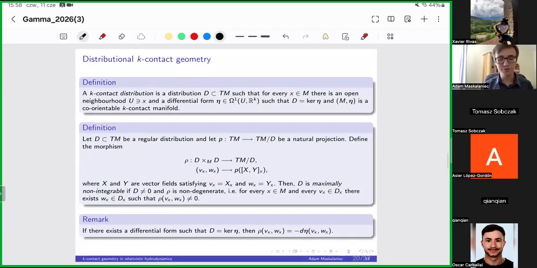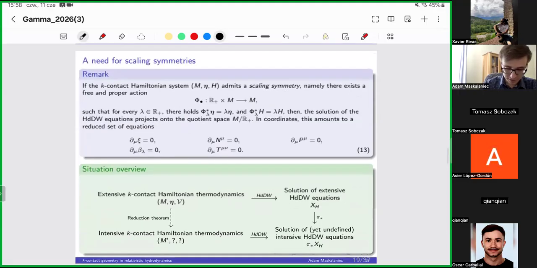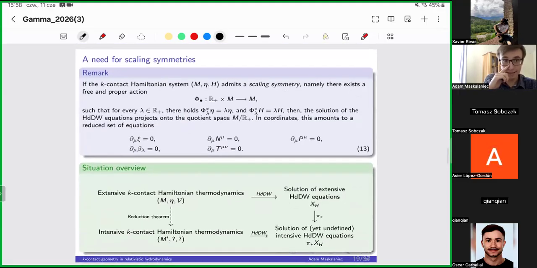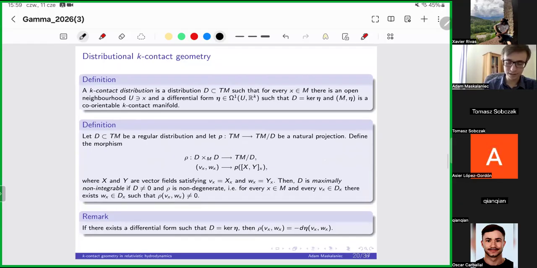So in order to do that, I need to use this distributional approach to k-contact geometry, because let's say normal reduction theorems for k-contact geometry would not apply to my scaling symmetry, since this k-contact form, eta, is not preserved by this scaling symmetry, but our k-contact distribution, the kernel of eta, obviously is invariant with respect to this scaling symmetry.